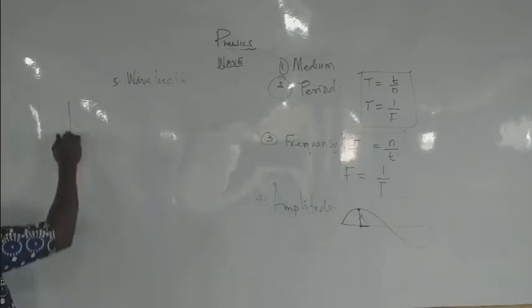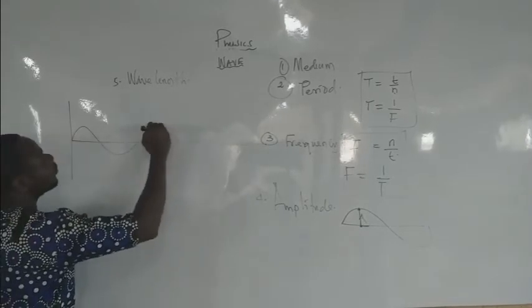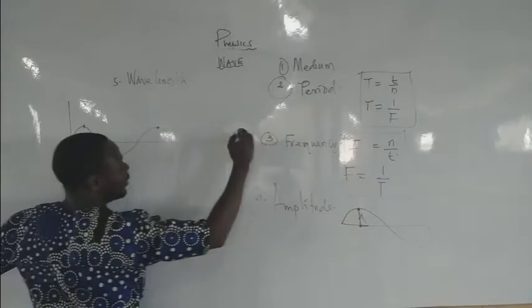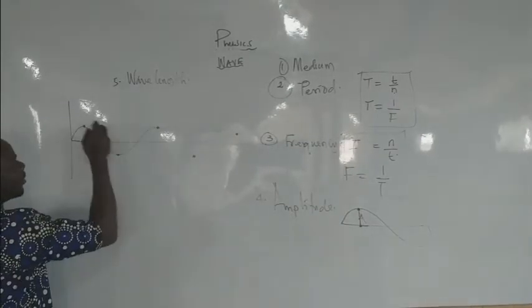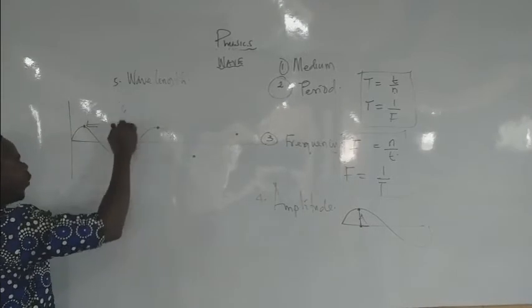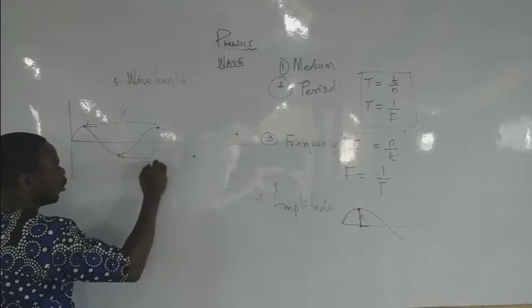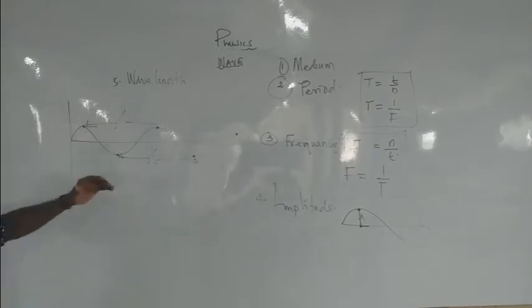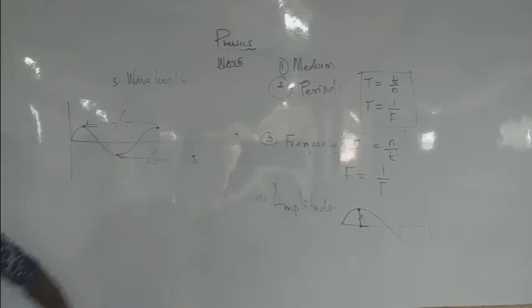Now, suppose you have a wave traveling like this with different crests and troughs. The top here is a crest. This is another crest. The down here is a trough. Now, this is a crest. The distance between them is what? A wavelength. This is another trough. The distance between the two is called a wavelength. That is the first definition. Again, the distance between two successive crests or two successive troughs of a transverse wave train.